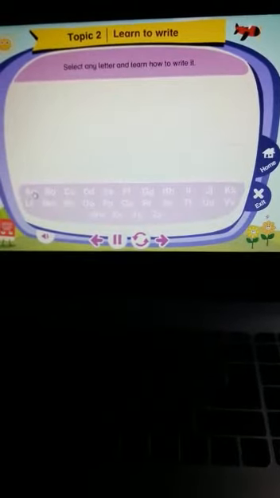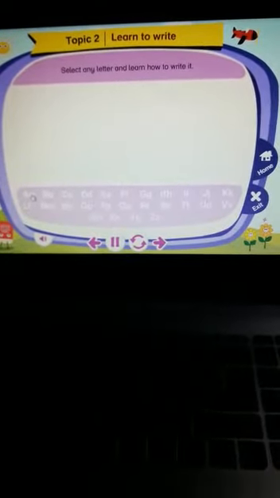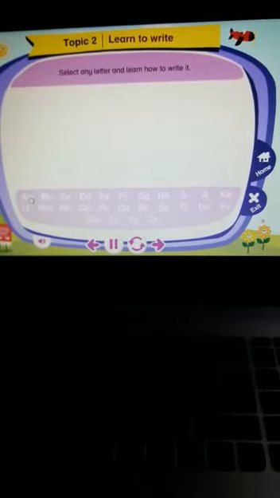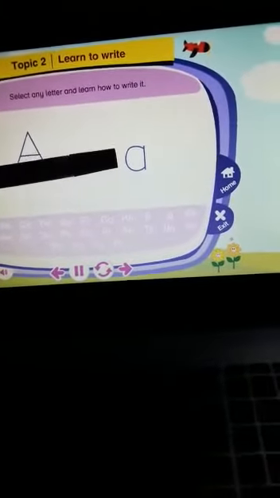Now, with the help of your textbook CD, we will learn how to write alphabets. Start from letter A. This is uppercase A and this is lowercase a. Start writing the uppercase letter from the top line. Draw a slanting line.